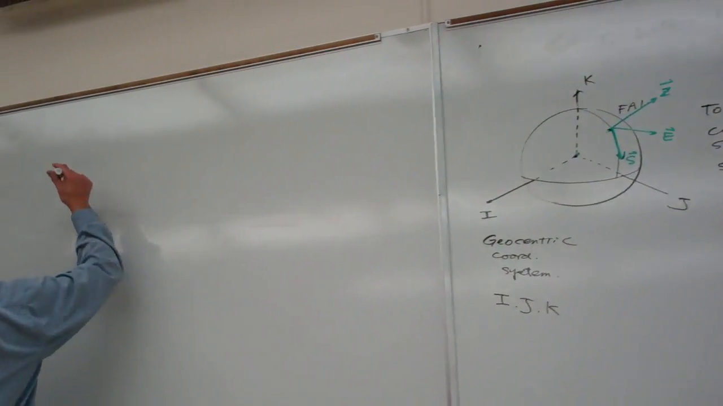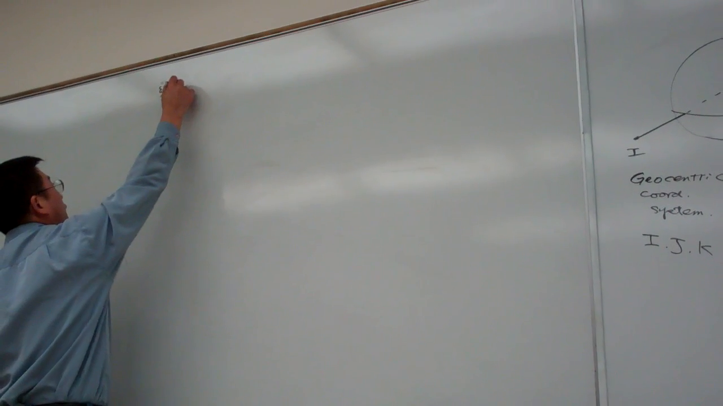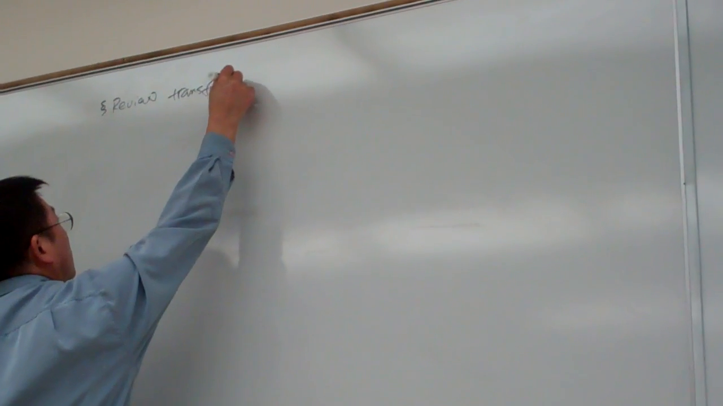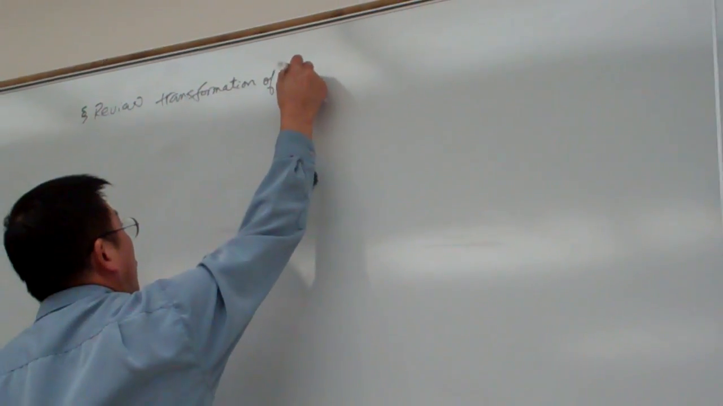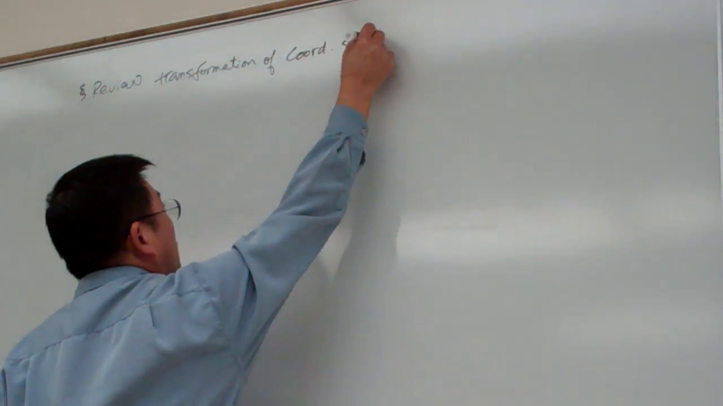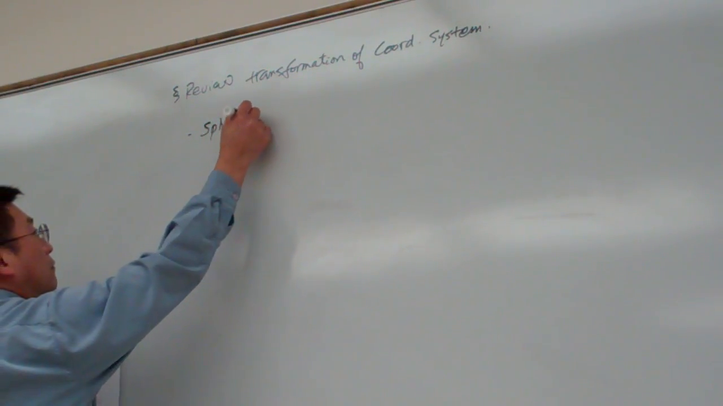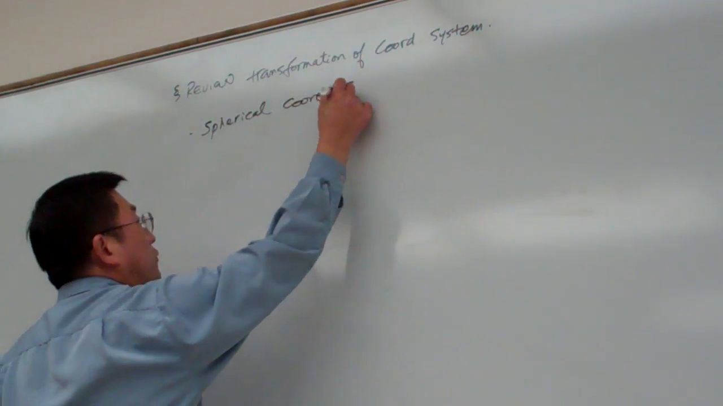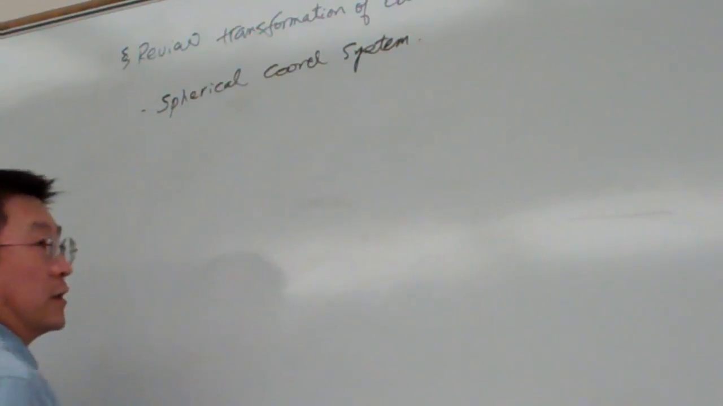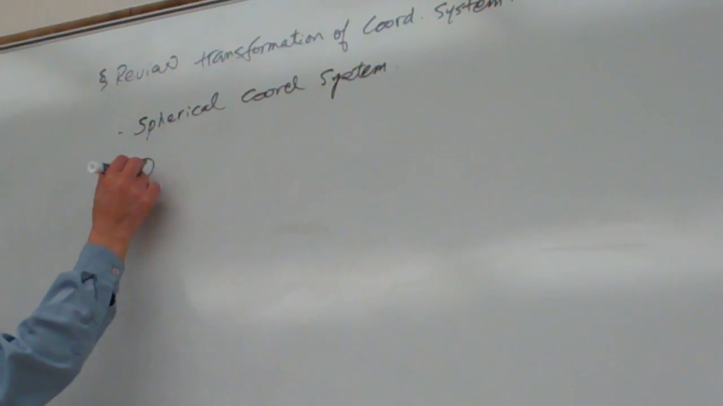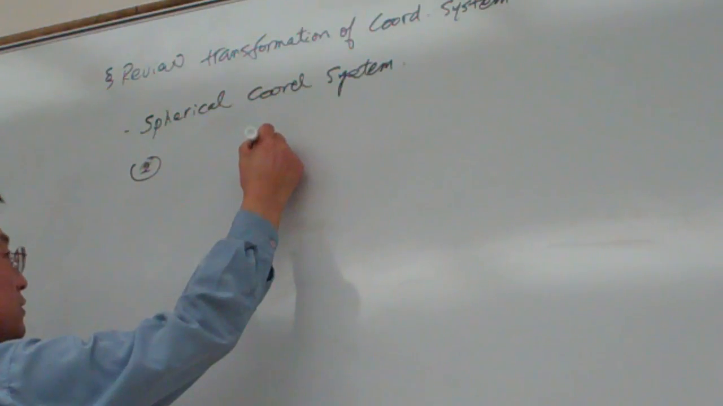So we are still on the section of reviewing the transformations of the coordinate systems, and this should be the last one. We have the spherical coordinate systems. Last week we did the first approach, and now I want to do the second approach. So here, let me draw this one.